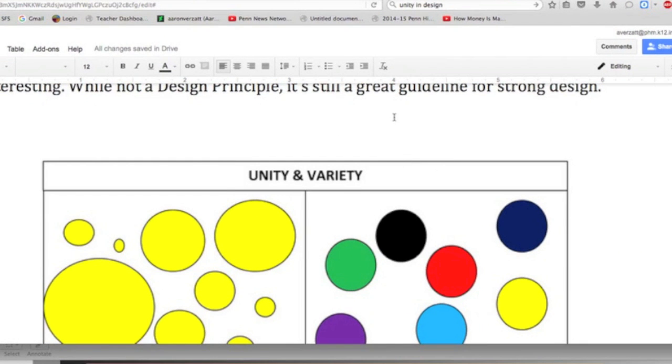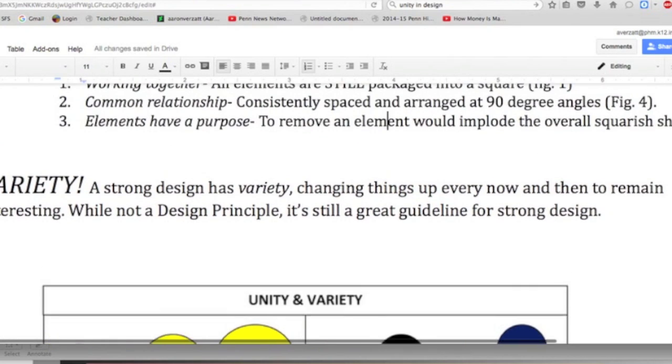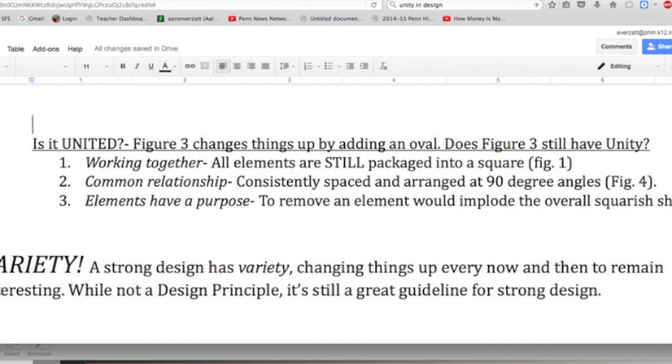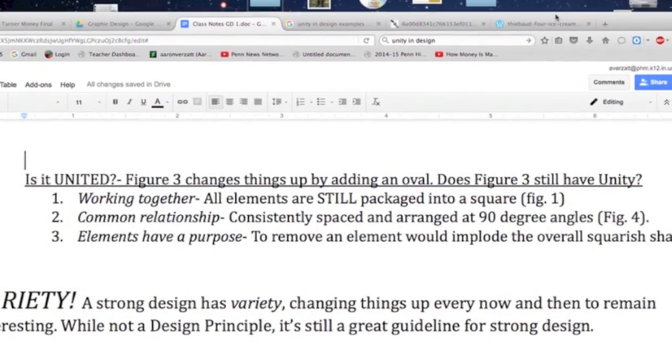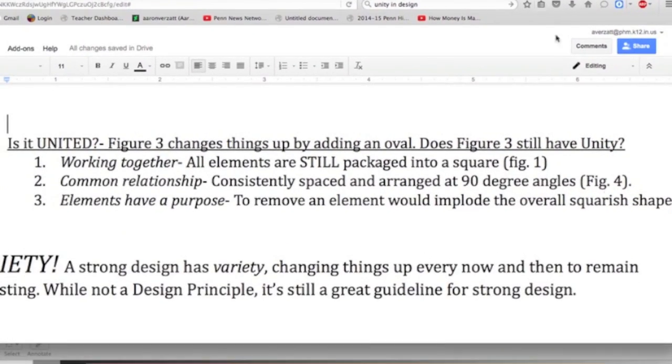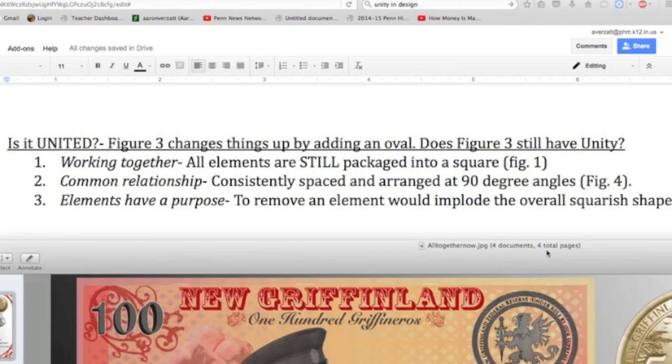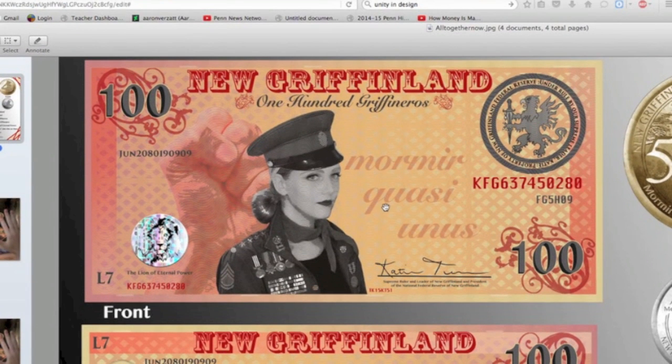No, because we're not meeting all those three criteria. What are the three? Each element works together for the whole. Each element depends on its neighbor. And each element has a purpose. See what I mean? If you meet those three, you're golden, baby. So it adds an extra layer to what you're already doing, but it makes for some really strong work. Okay, what's another thing of unity in the front of this bill?